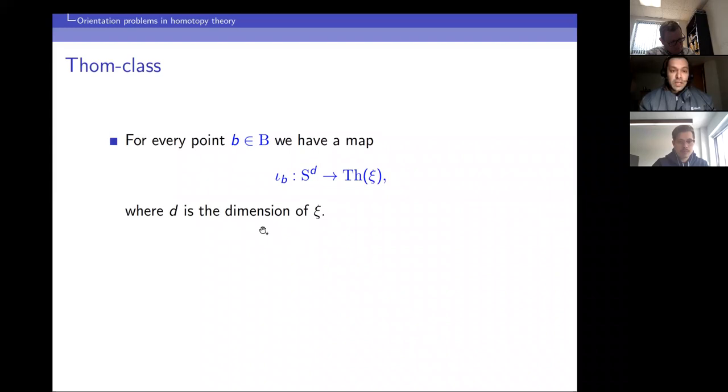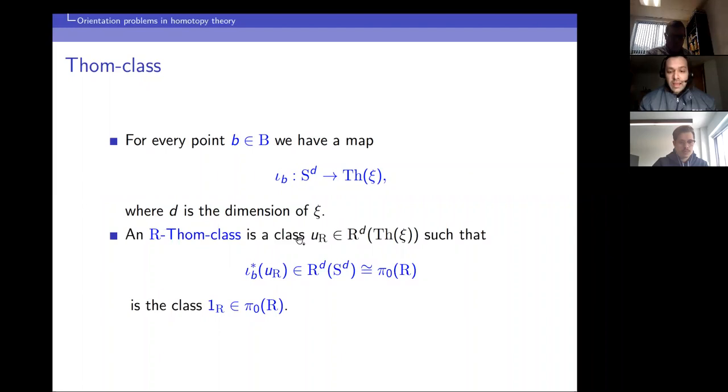Well, what is a Thom class? Let me just review it for everyone. Let's say we pick a point of the base space, then over a point, the pullback of the bundle is trivial. So the Thom space is just the d-dimensional sphere. And for every point B, we have a map to the Thom space. And if we pull back the Thom class along that map, we should get the class 1 in the zeroth homotopy group of R, as indicated in this diagram.